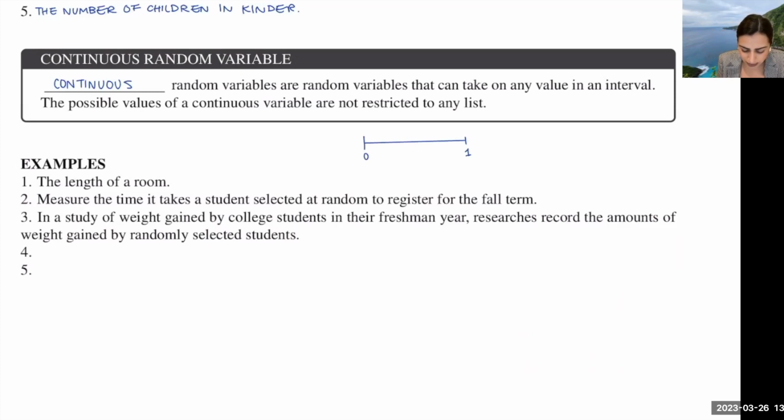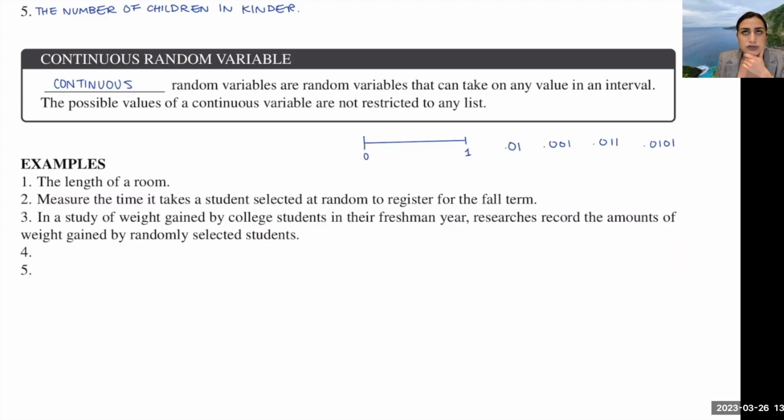So if we're looking at this interval from 0 to 1, we can have values that look like 0.01 or 0.001 or 0.011, right? Or 0.0101. Notice that these are going to be really hard to list. So when it gets more complicated and it's hard to list, that's going to be a continuous random variable.